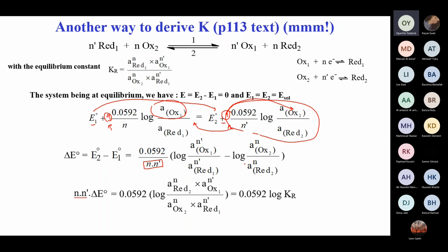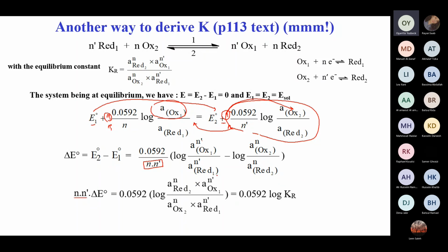Net result: n prime times delta E naught equals 0.0592 log of the activity of the reductant. We take the log here, and subtraction means it was division, so this reductant goes on top. Red 2, ox 2, ox 2, red 1, and 0.0592 log 2.